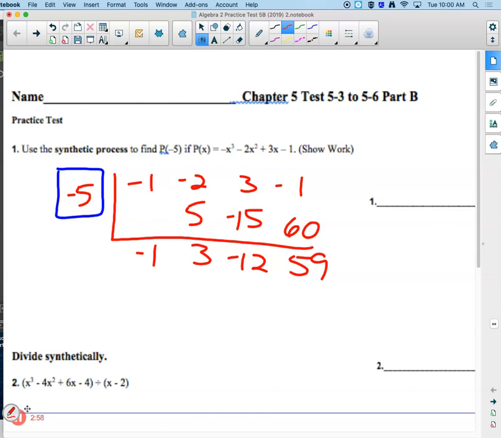It's just 59. This is not a division problem. This is, hey, if we put negative 5 in here, what do we get? We got 59. And there it is. If it's division, then we have to do remainder, constant, x squared, and work our way around. But this one was just use the synthetic process to find p of negative 5.